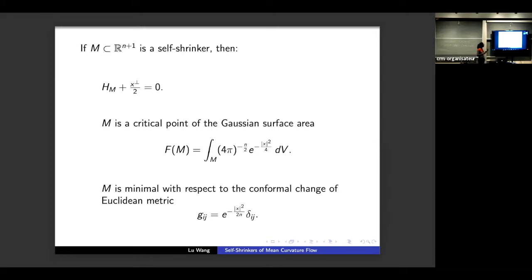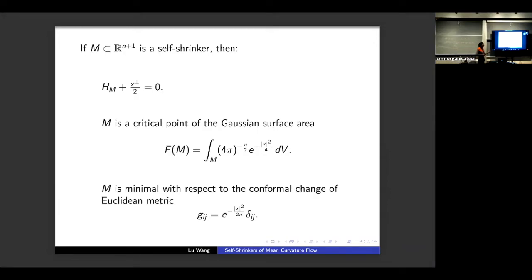So hence you can also think about M as a hypersurface in Euclidean space that is minimal, but instead of with respect to the usual Euclidean metric, now you consider the conformal change of the Euclidean metric by the factor e to the power minus |x|^2 over 2n. So this metric, if I put it on a sphere, is going to look like some water drop. This point here, if I do the stereographic projection, goes to infinity, and this metric is going to become singular, degenerate at this point.